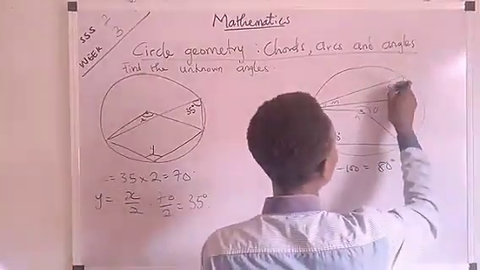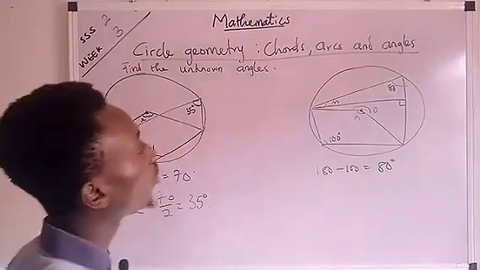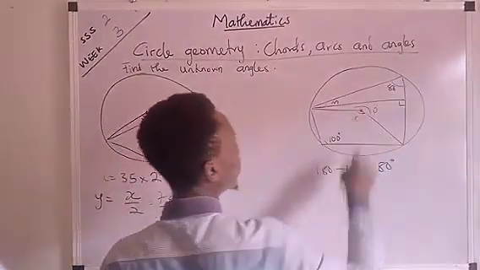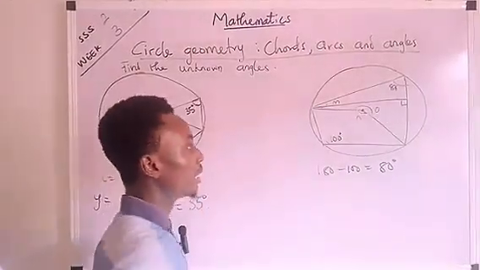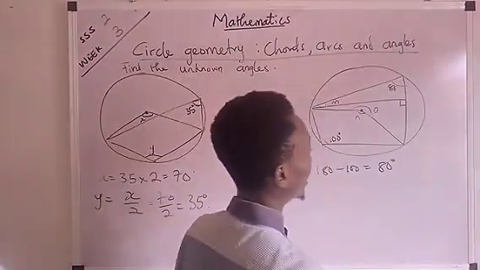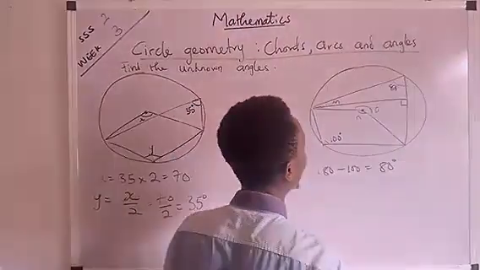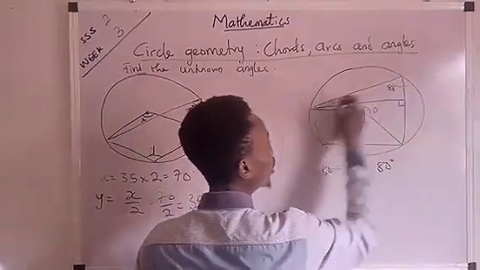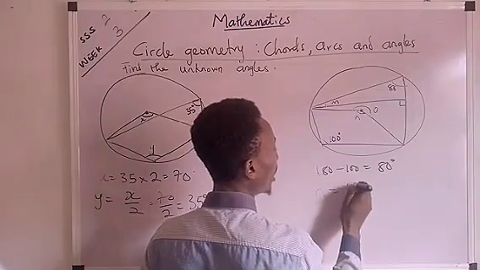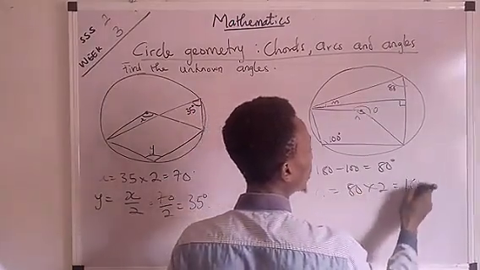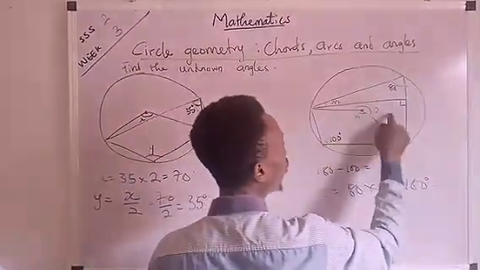Now let's put this 80 degrees here. How do we get M, N, and O? How does this relate to this? Remember this theorem that we just applied here now? The angle with which it subtends at the center is equal to twice the angle it subtends at any other point. Now take a look at this shape now. You will discover that N is actually 80 times 2, which is 160 degrees.